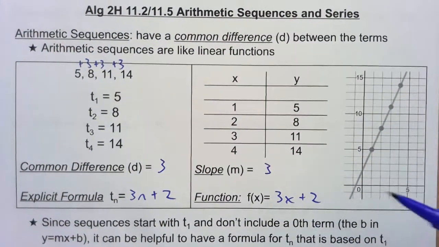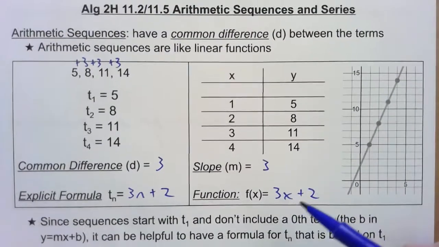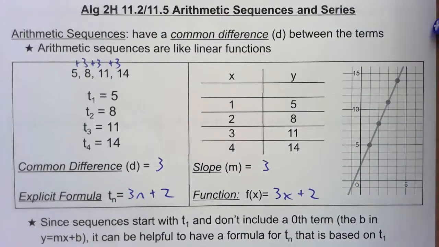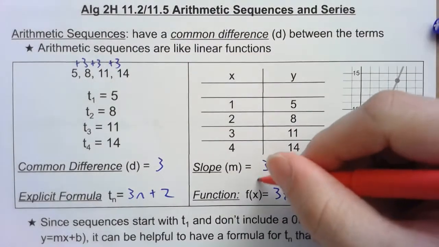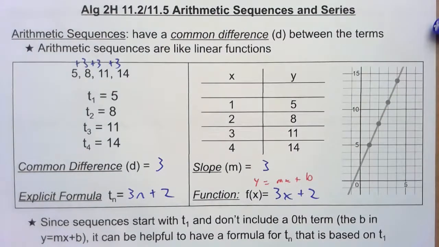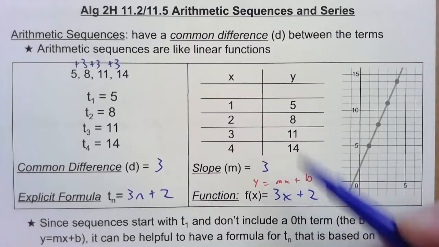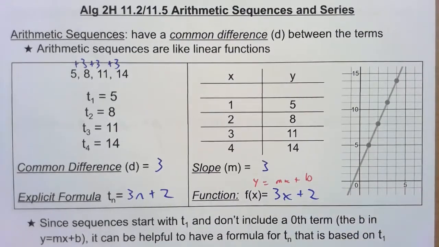Now, if we think about it in function world, we wouldn't have had to do so much guesswork or trial and error. In function world, we have the formula for the equation of a line, right? y equals mx plus b. And we know our slope was 3, our constant rate of change was 3, so that part's easy. And then what about the b?